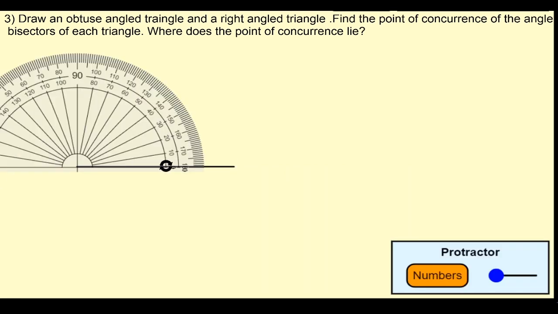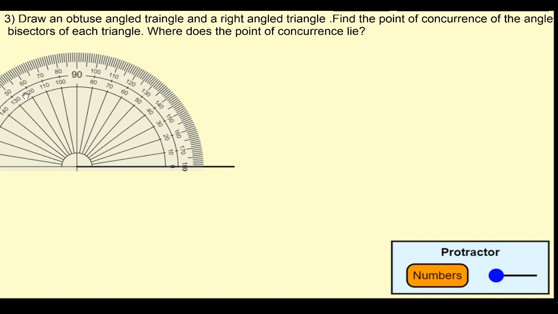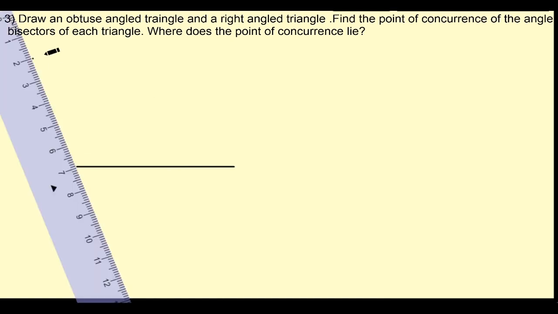Now place the protractor on point B. Now let us mark the obtuse angle. That is, it should be more than 90 degree. So here I took 110 degree.